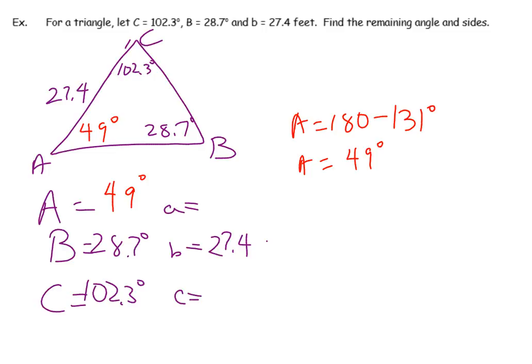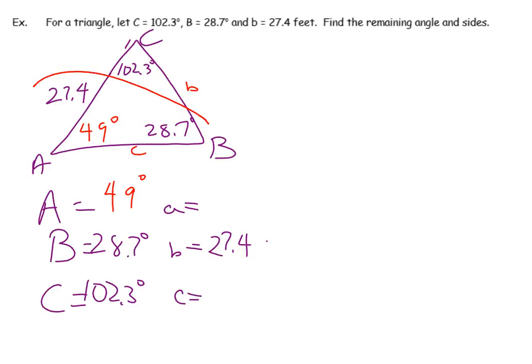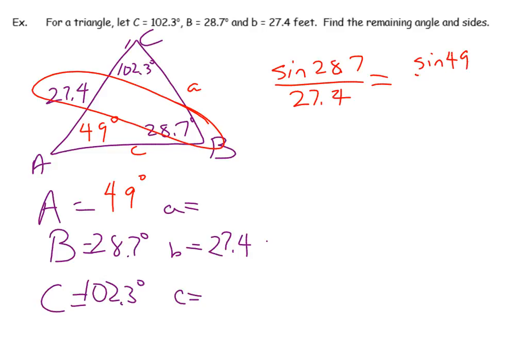All right? Now, moving on to the law of sines portion, to find little c and little b, I'm going to say, what fraction is complete? Where do I have the complete package of an angle and its opposite side? Yeah, I know angle B and its opposite side, little b. So I can say that the sine of 28.7 over its opposite side, 27.4, is equal to... oh my gosh, this is a mistake. I can find little a, my bad, little a. Solving for a, I can say the sine of 49 over its opposite side, little a.